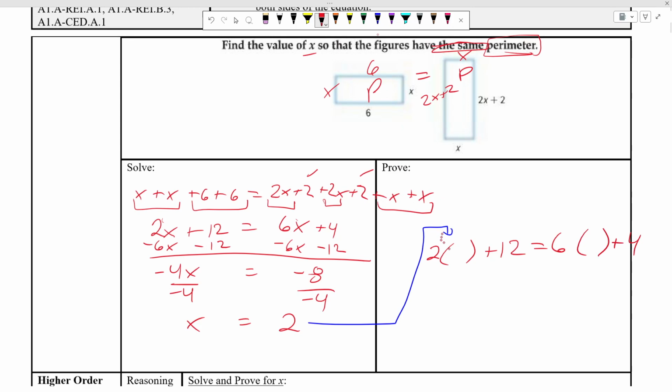So I'm going to plug in my 2 here. 2, 2, see 4. This becomes a 4 plus 12. This becomes a 12 plus 4. This becomes a 16. And this becomes a 16. Hey guys, this is true. Once again, we have a true statement given a certain input.